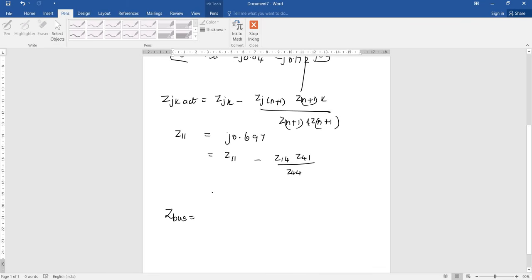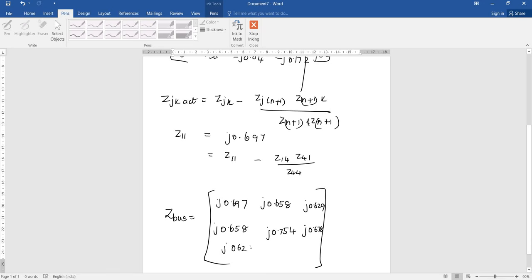So Zbus is what? I'll give it, you just have to verify the matrix. J 0.697, J 0.658, J 0.629, J 0.658, J 0.754, J 0.678, J 0.629, J 0.678, J 0.714. This is the final matrix obtained for the Zbus.